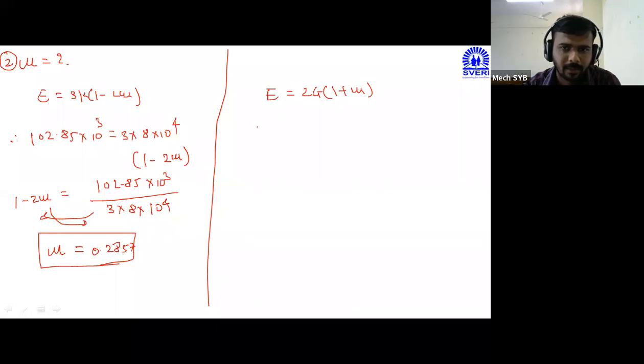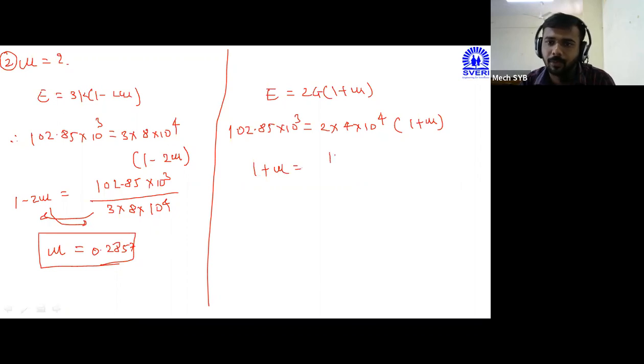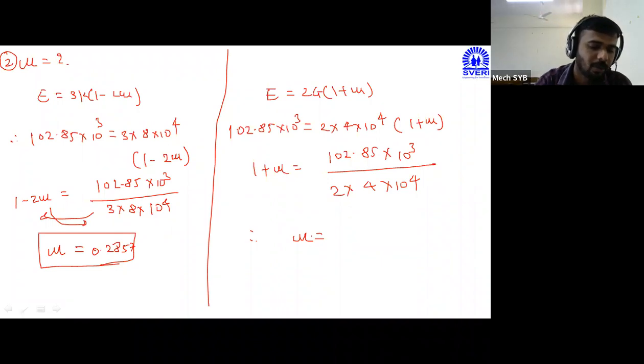Similarly, look at this one also. 102.85 into 10 raised to 3 is equal to 2 into g. What is the value of g? 4 into 10 raised to 4 in bracket 1 plus mu. So what will we have to do? Keep 1 plus mu on one side. 102.85 into 10 raised to 3 divided by 2 into 4 into 10 raised to 4. Then what is the value of mu by using the second relation, whether it is same or different?